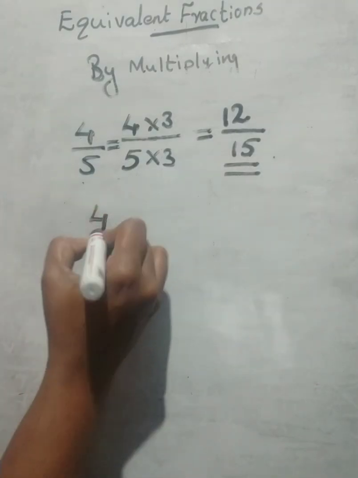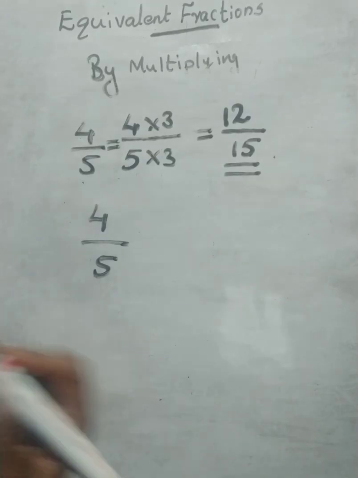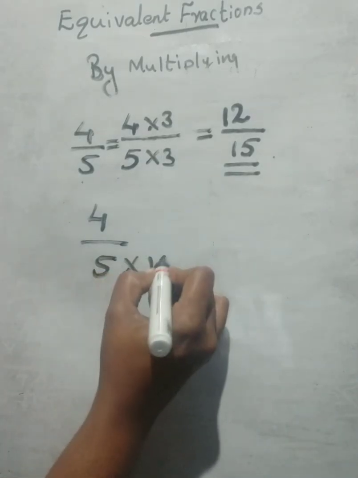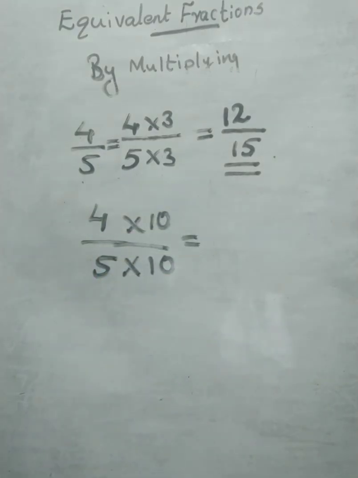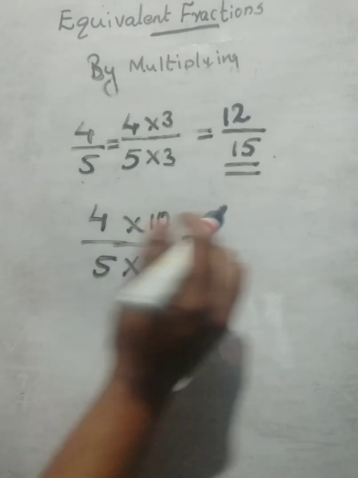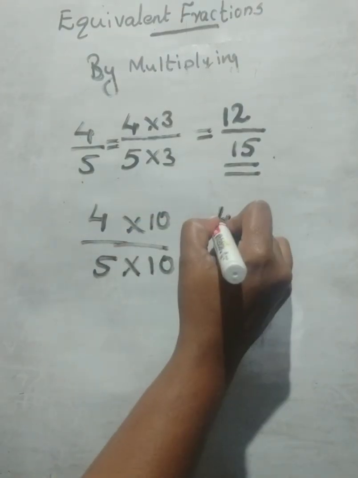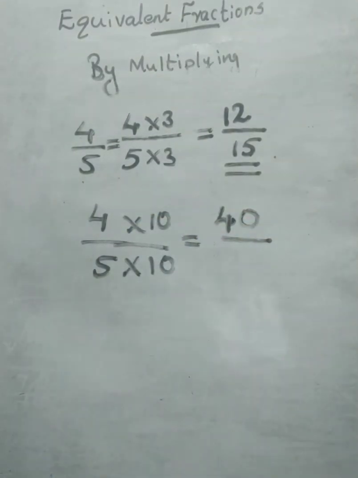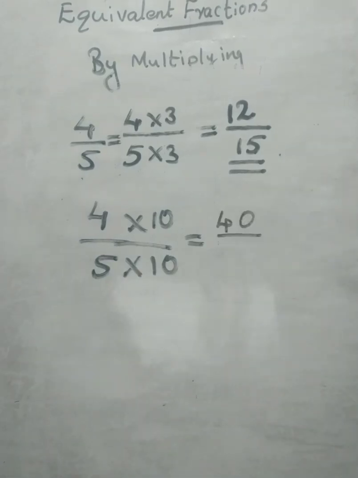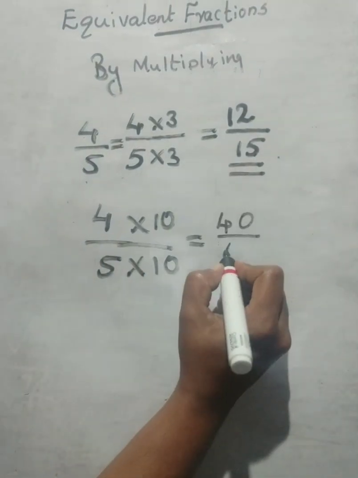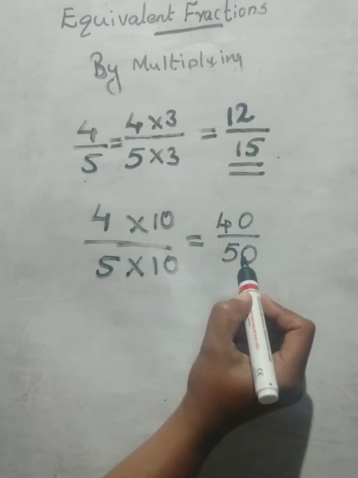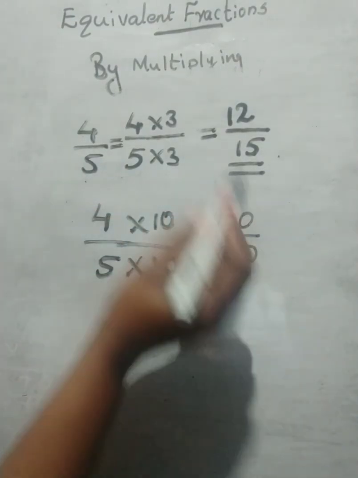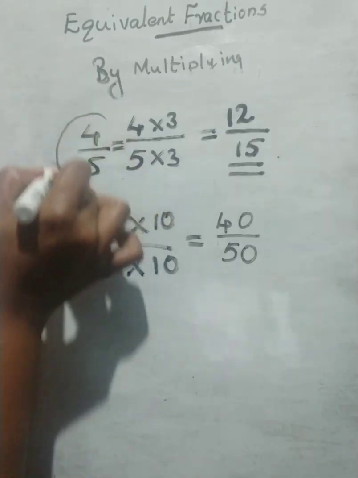Then another example, 4 upon 5 itself. Here we can multiply by 10. Both numerator and denominator we have to multiply by 10. So 4 times 10 is 40, and 5 times 10 is 50. So 40 upon 50 is another equivalent fraction of 4 upon 5.